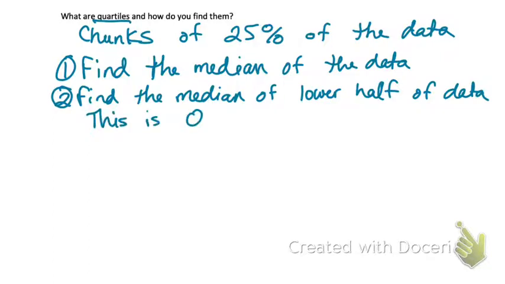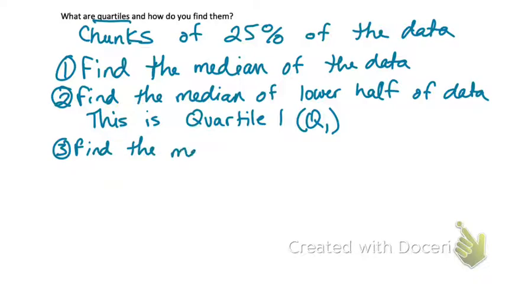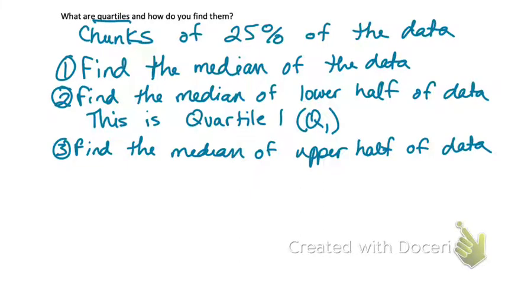This is quartile 1. That is notated with a capital Q and a little 1 in the subscript, Q1. You can call it the first quartile, the quartile 1, or Q1. You could say any one of those things. That's the first quartile. And then we're going to find the median of the upper half of data. So we'll find the median of the upper half of data.